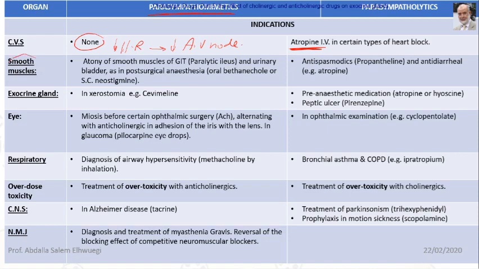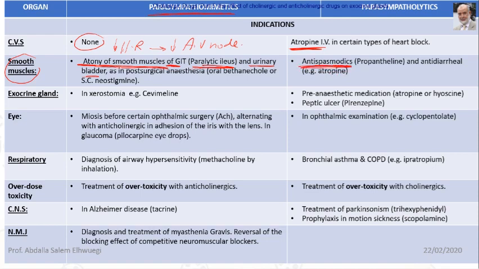On smooth muscles, we have said that the parasympathomimetics improve tone of smooth muscles in the GIT, and therefore they are used in paralytic ileus, and the tone in the urinary bladder, and therefore they are used in post-operative urinary retention. Anticholinergic, atropine-like drugs, on the other hand, are used to decrease intestinal motility.